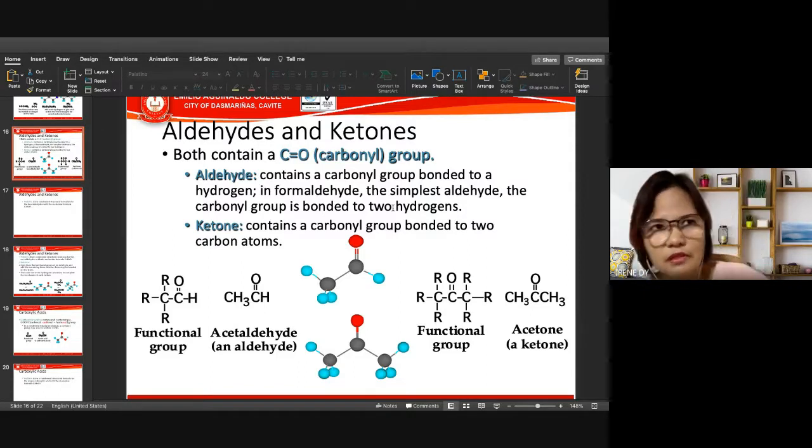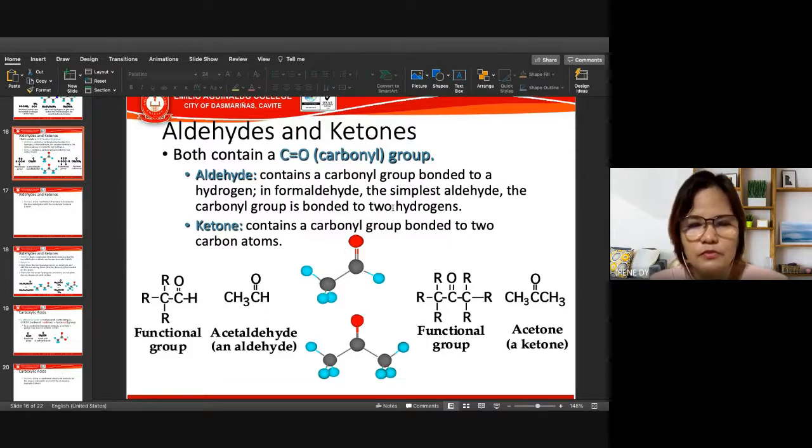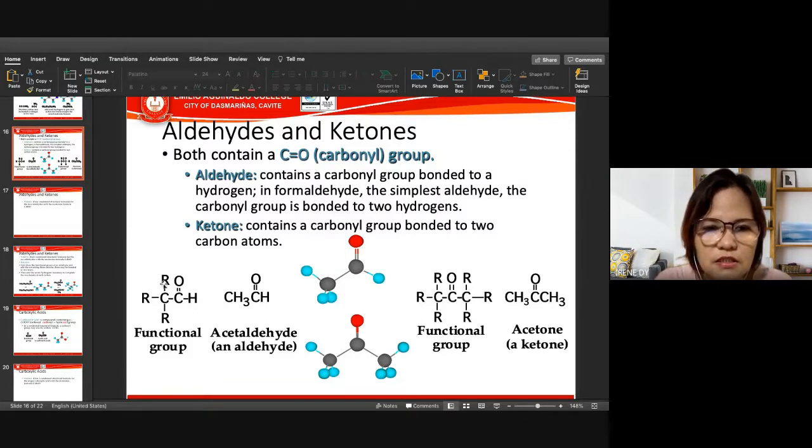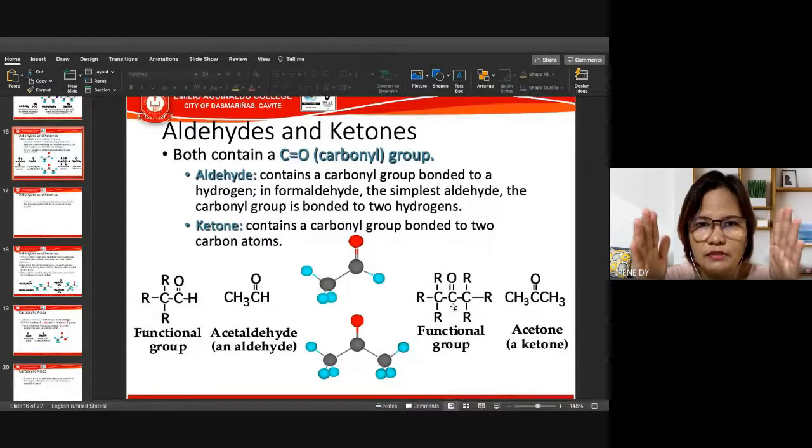So, okay, carbon. Pero may functional group. Tingnan nyo na lang ito. The carbonyl group of an aldehyde is attached to 1 hydrogen and 1 carbon. Pero ang carbonyl group ng isang ketone ay naka-attach sa 2 carbon. Klaro yon? Okay, klaro yun ha. Pag aldehyde, may isang carbon, may isang hydrogen, andito ang carbonyl. Pag ketone, 2 carbon.